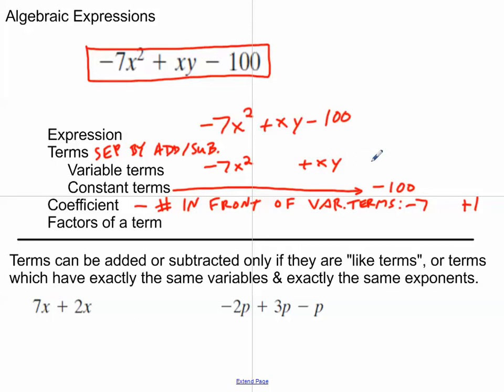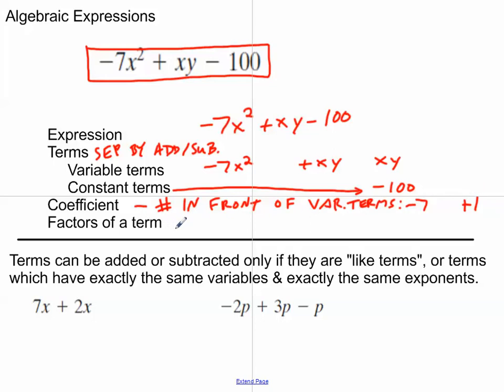So if simply xy were the term, because it could be an xy, if we didn't write the plus, we'd have to understand there's a plus sign there. We'd have to understand there's a 1 there as well. So the coefficient, the number associated with that xy, would be plus 1 or just 1.